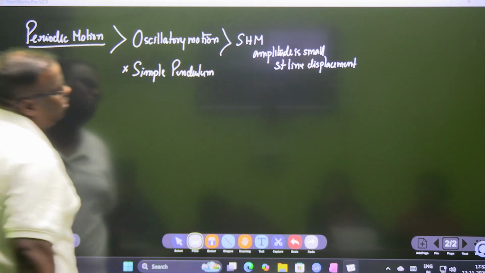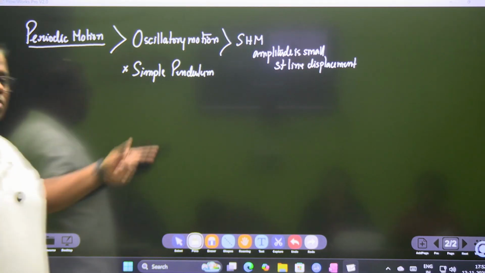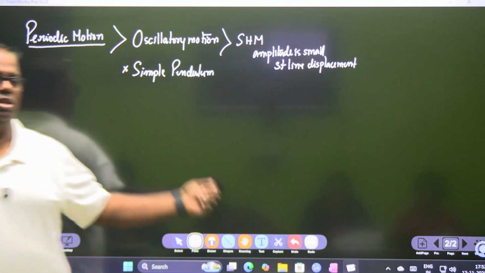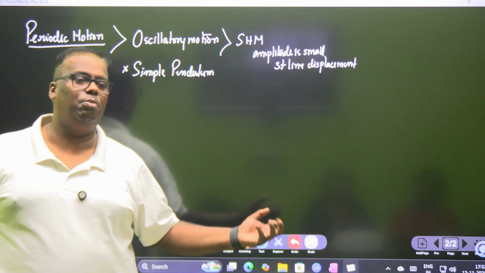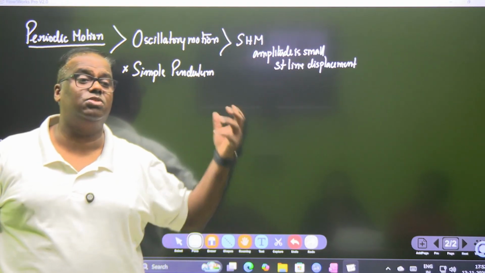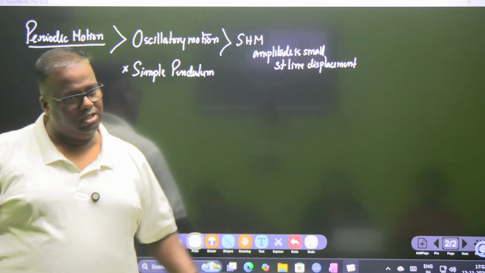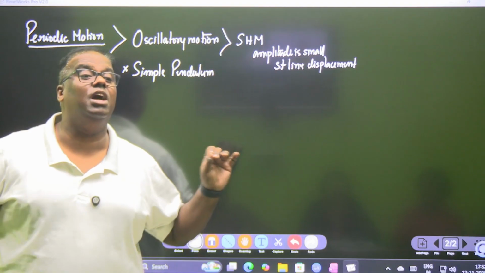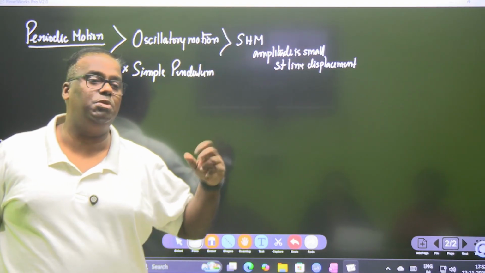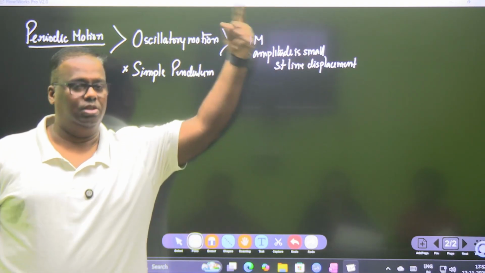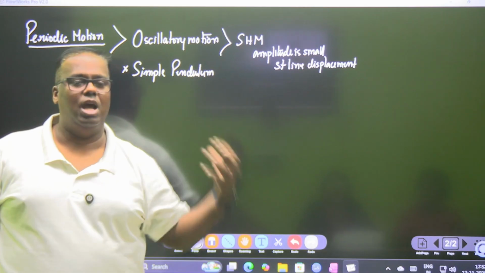A simple pendulum is an arrangement which consists of a rigid support, a non-stretchable string, and a metallic bob hung at the end of the string such that the string is under tension. Right? That is a simple pendulum. It's an arrangement. Three parts make the simple pendulum: the rigid support, the string, and the metallic bob.